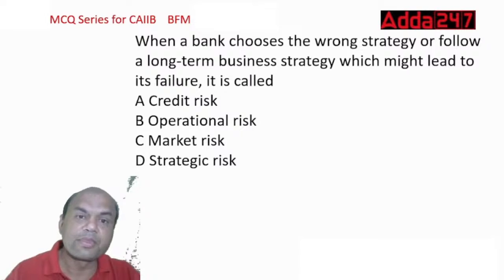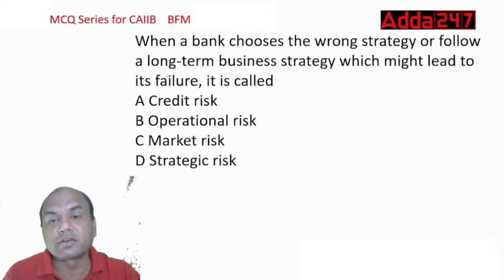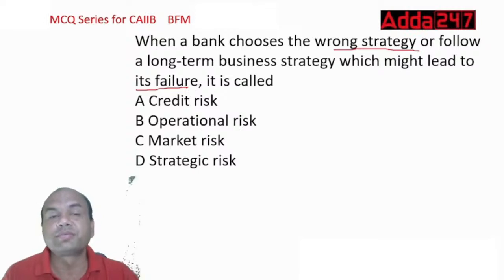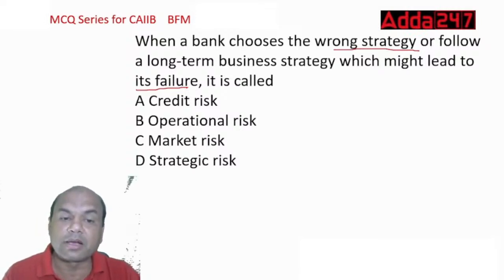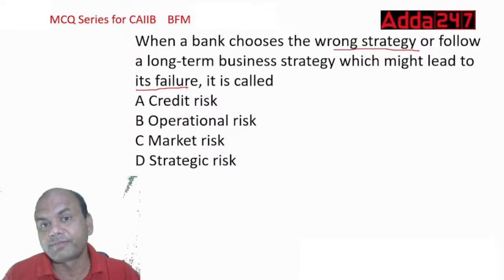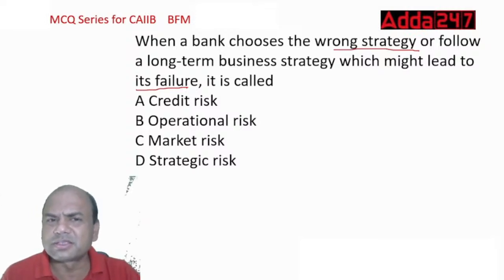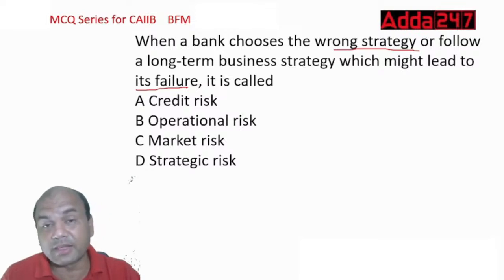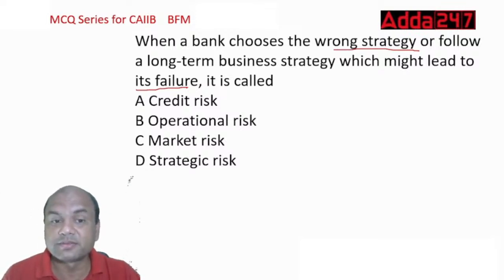Okay. When the bank chooses a wrong strategy or follows long-term business strategy which might lead to its failure. So wrong strategy for the future. It is known as what? Credit, operational, market or strategic. This is a logical question. This is less related to CAIIB, more related to business. But this risk is there in your CAIIB. It is called as, what is this? A, B, C or D? Credit, ops, market or strategic? Long-term strategy. Okay, I'll give you an example.